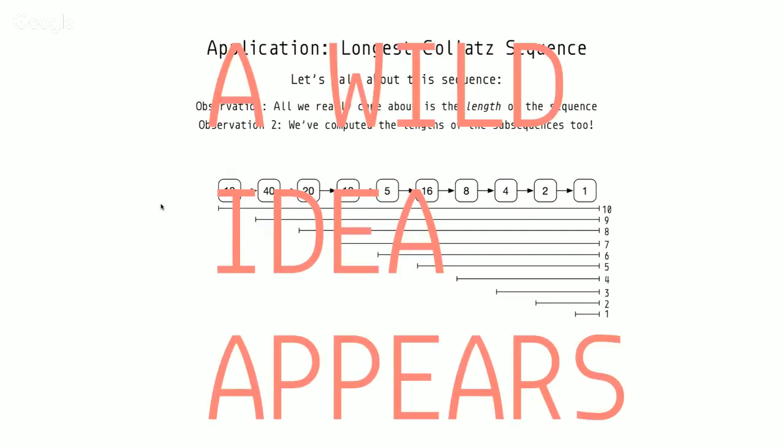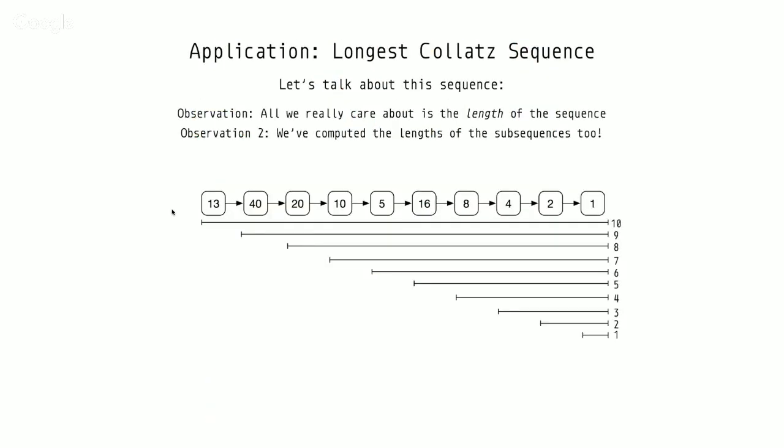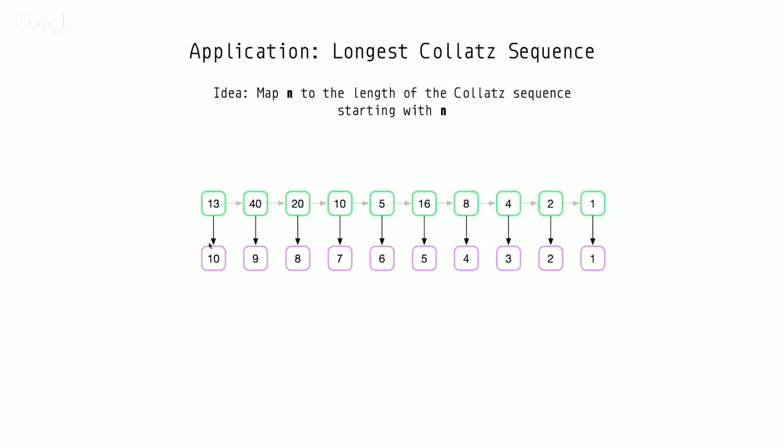So a wild idea appears. We have this sort of mapping here. I don't know, if you squint, you might be able to see it. So the idea is to take n, the starting number, and map it to the length of the Collatz sequence starting with n. So just as before, we had 13 down to 1. The one starting at 13 has length 10, 40 has length 9, 20 has length 8, and so on.